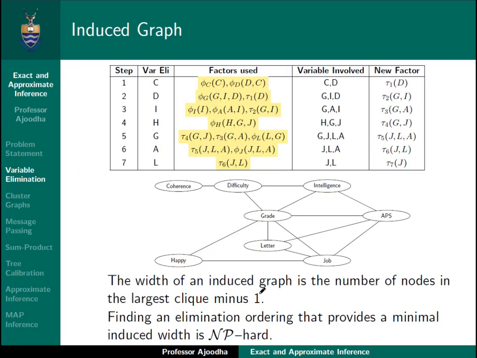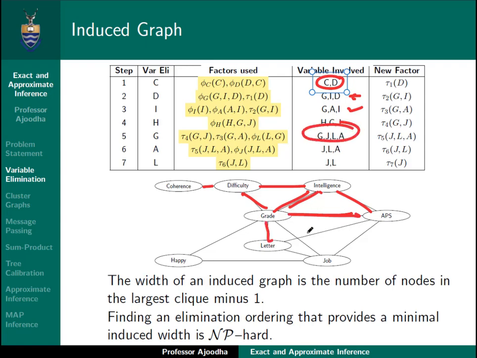So I'd like to show you what it looks like. Remember I told you that we're moralizing them. So C and D must have an edge between them. This set of variables must have an edge between them, so that's this edge and this edge. Then we have G, A, and I, which is this edge and this edge. And then you've got this big one here, which is this edge, this edge, this edge, this edge, this edge, this edge, and there's an edge here as well.